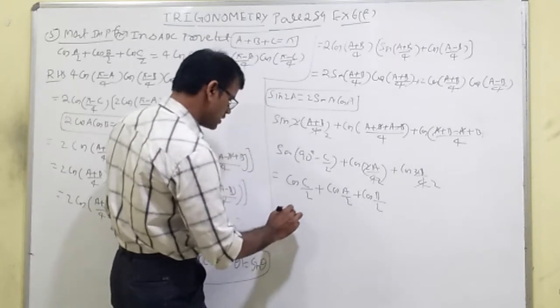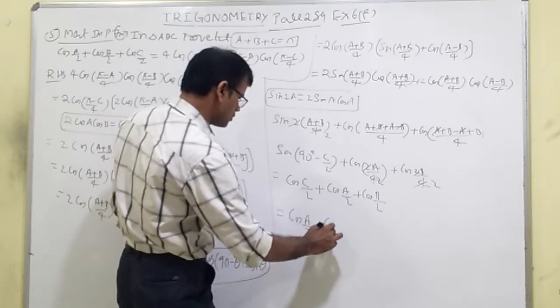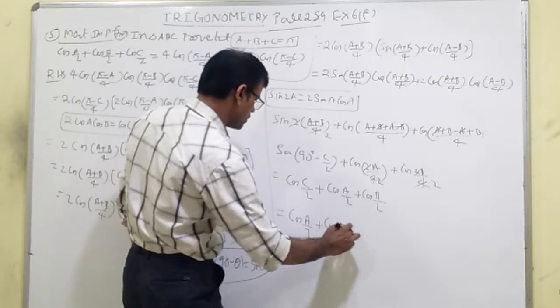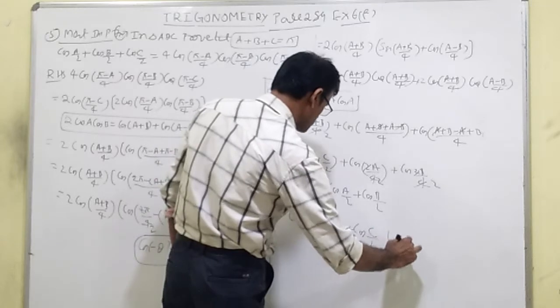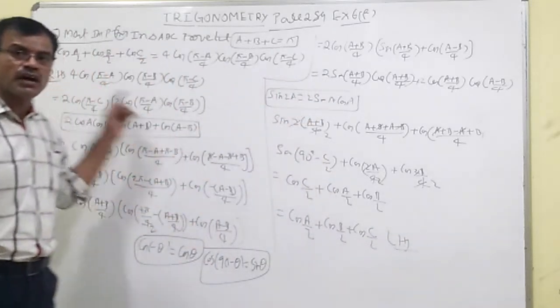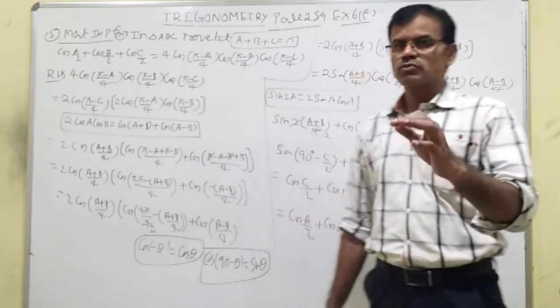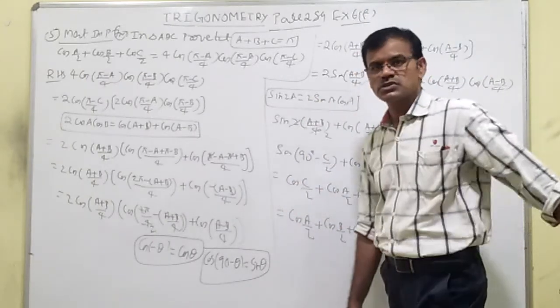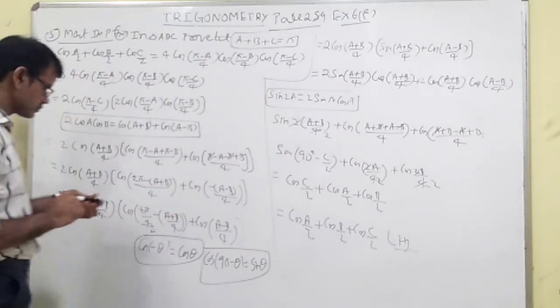So that is equal to, write in the proper order, cos a by 2 plus cos b by 2 plus cos c by 2. This is LHS. RHS you have taken and LHS you have proved. This is the most important question, number 1 question in our Mathematics 1A, that is a 7 marks question.